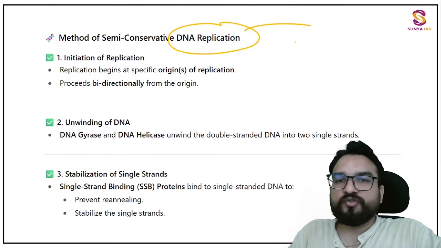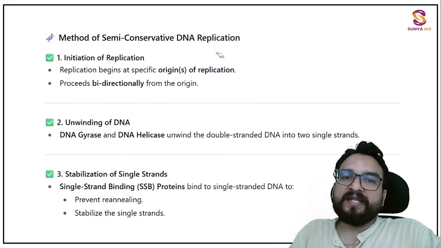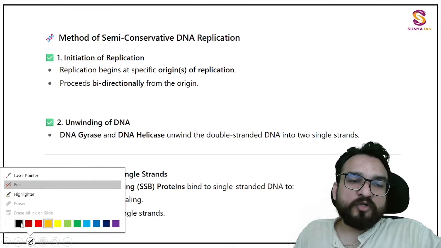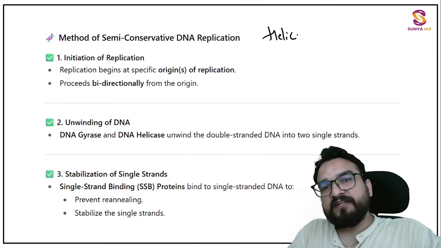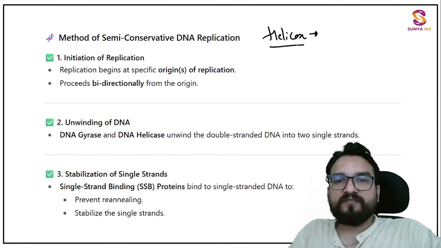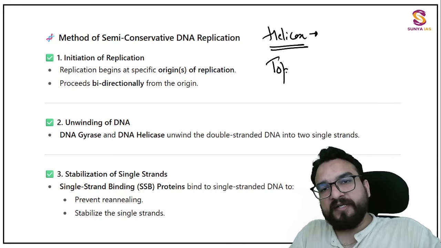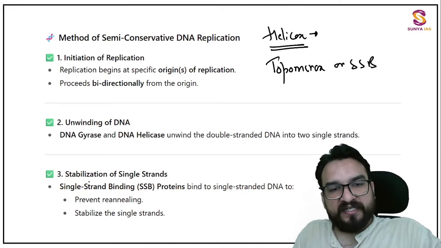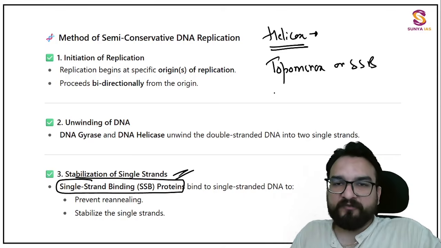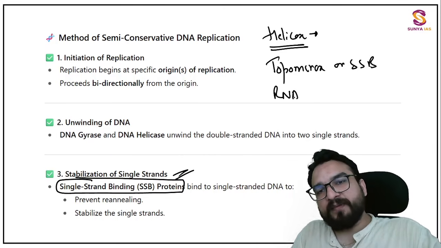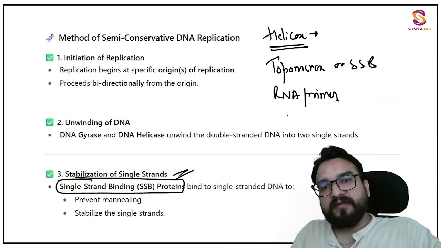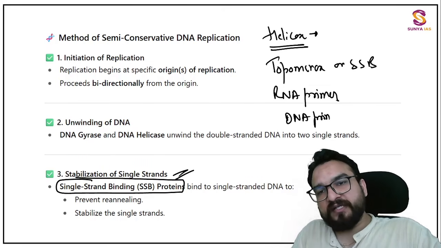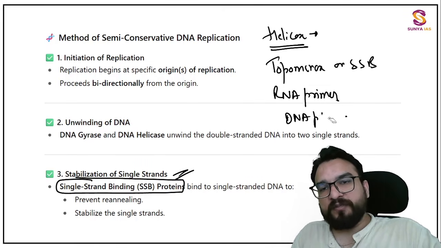Enzymes like helicase you are going to find over here, guys. What will helicase be doing? It will be opening up the DNA. It is like a molecular scissor. Helicase opens up the DNA. Then you will be needing topoisomerase or SSP, single strand binding proteins, and I'll also be telling you where they will be working. Then you will be needing RNA primer and DNA primer, and DNA polymerase, you write over here, DNA polymerase.